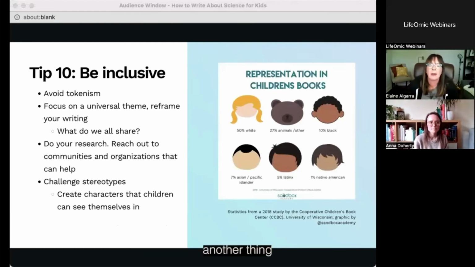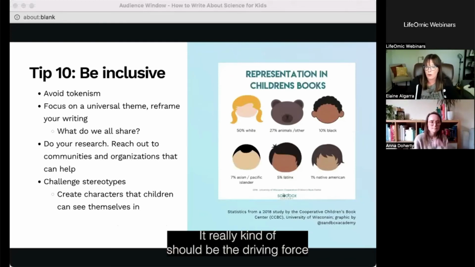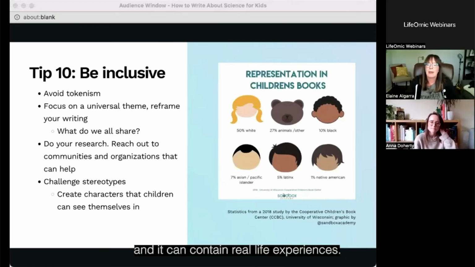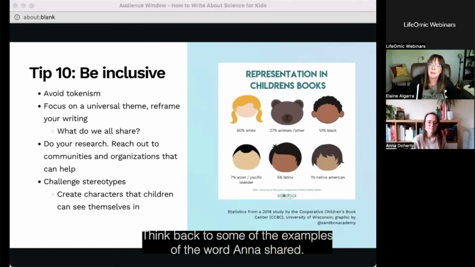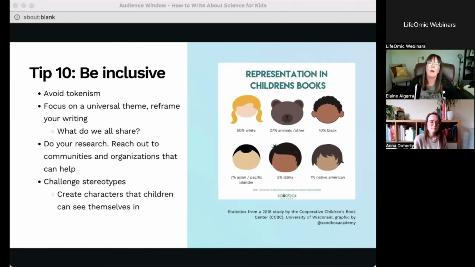Another thing that I feel strongly about is that being inclusive should not be an afterthought. It should be the driving force of whatever it is that you're writing about, and it should happen at the planning stages. It can contain real life experiences. Think back to some of the examples of the work Anna shared. You could be talking about a historical figure, and that way, you know.